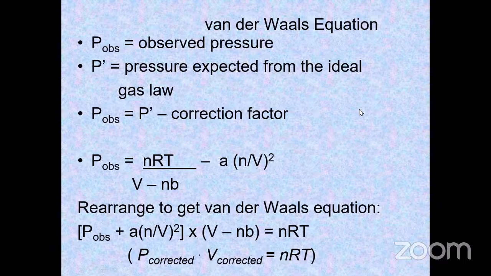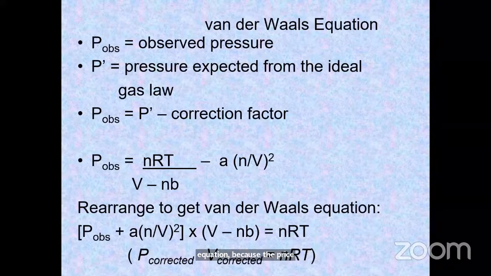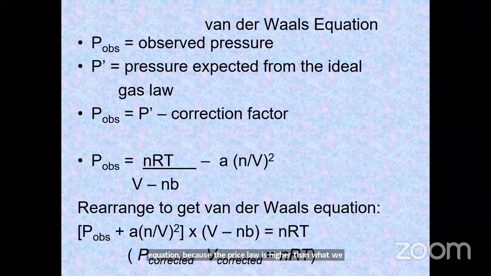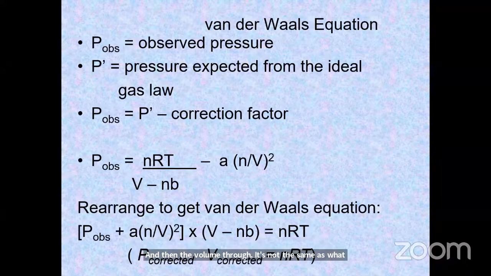Yes, somebody asked, in the van der Waals equation, are we correcting for pressure and volume only? Yes, that's what van der Waals did, because that is what makes the ideal equation not valid. The pressure is higher than what we will see for the real gas, and we have mentioned the reason being that there is interaction in real gas, so it will lower the pressure. And then the volume too is not the same as what the ideal gas equation states.